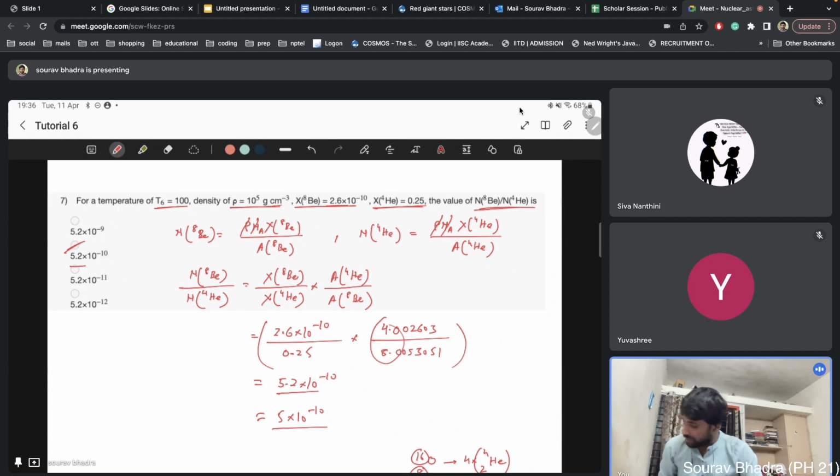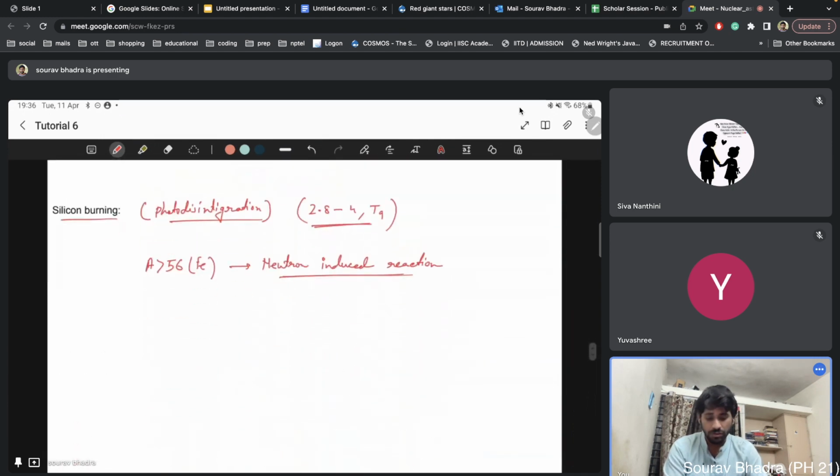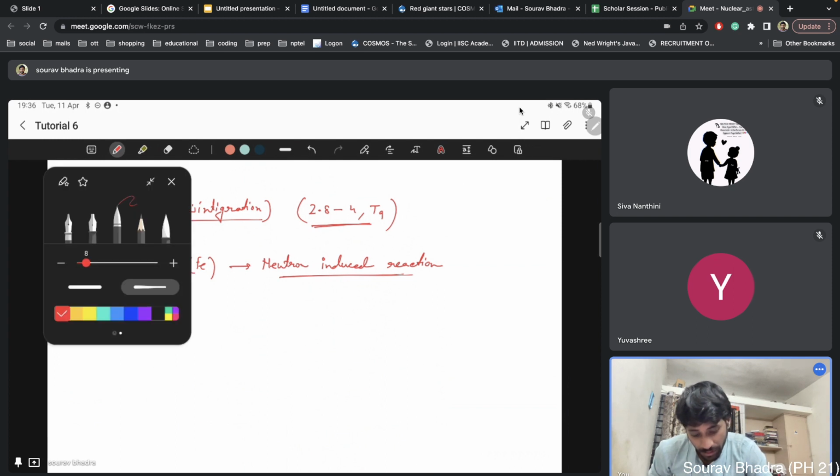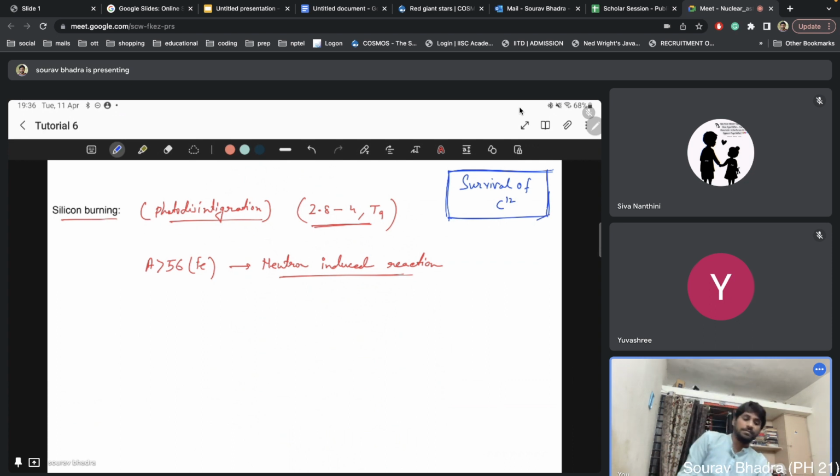Now one thing I will do, as I have done the assignment: up to silicon burning we have also done. So one thing I have not done yet, that is survival of C12. The creation of C12 I have done with that triple alpha process, but the survival of C12 I have not done yet. Okay, just remember that.